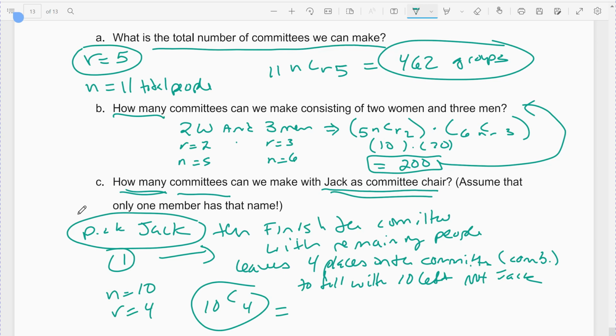So 10 choose 4 comes out to be 210 groups where we've placed Jack as the chair, and then finished the committee with 4 people chosen from those that are not Jack. So 210.